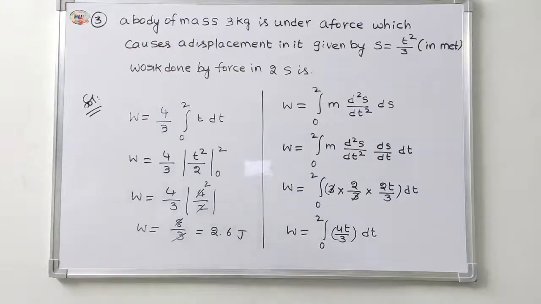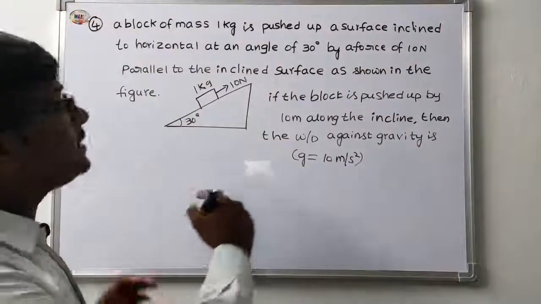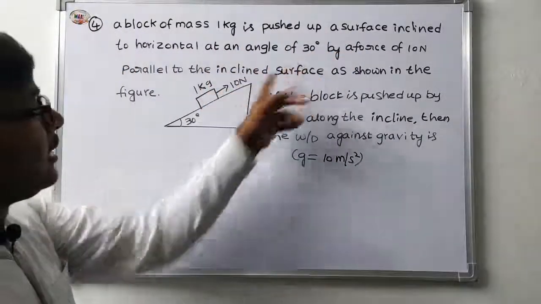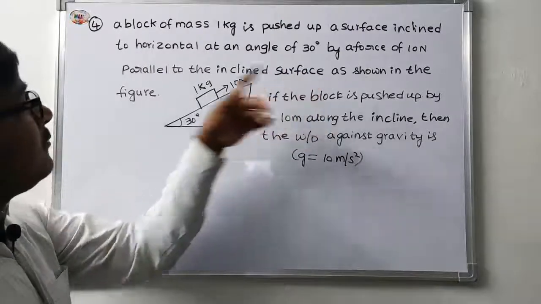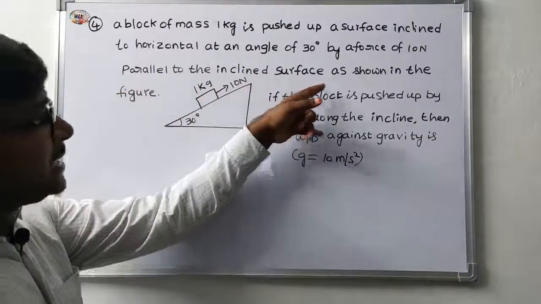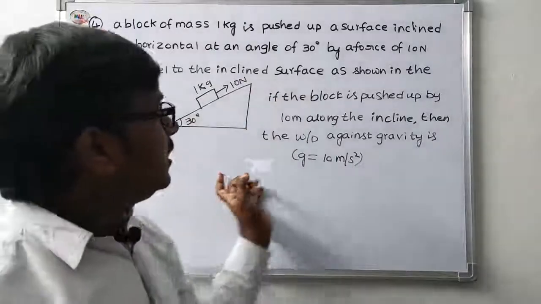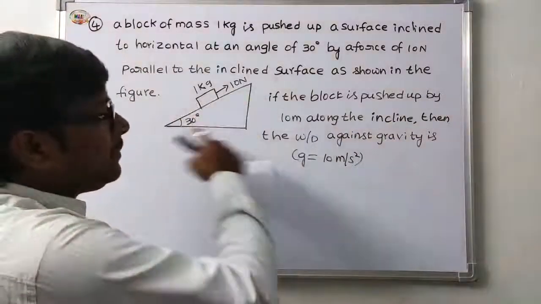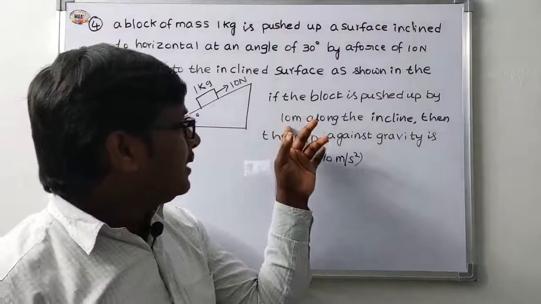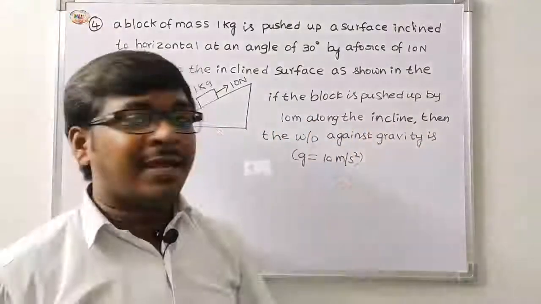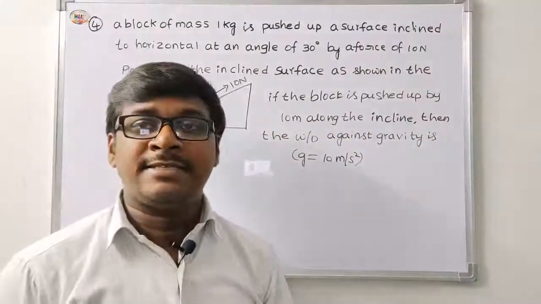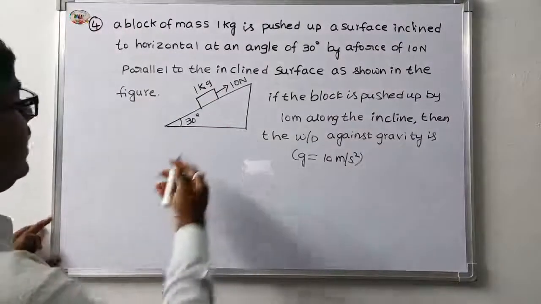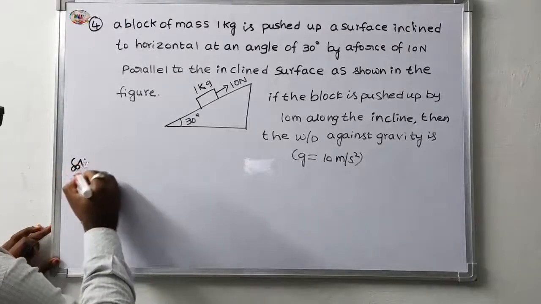Next, fourth problem. A block of mass 1 kg is pushed up a surface inclined to horizontal at an angle of 30 degree by a force of 10 Newton parallel to the inclined surface as shown in the figure. If the block is pushed up by 10 meter along the incline, that length is 10 meter, then the work done against gravity is, take g is equal to 10 meter per second square. So very simple problem. Mainly in this, the figure is very important. First, draw the figure.